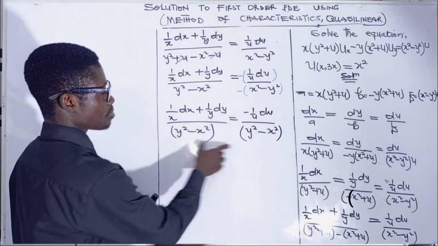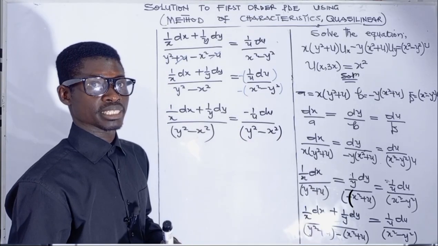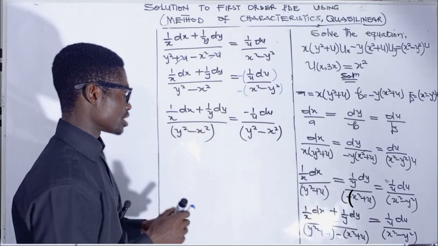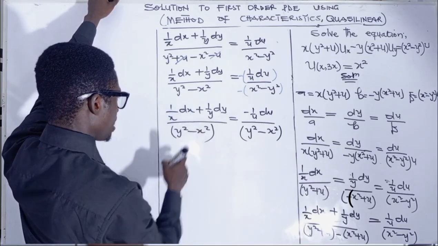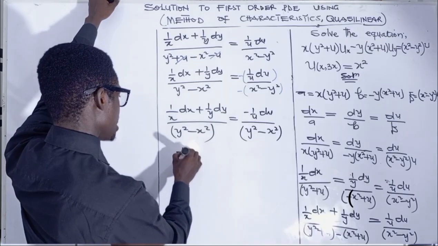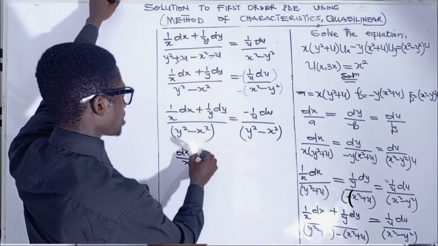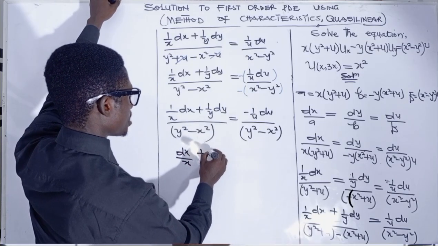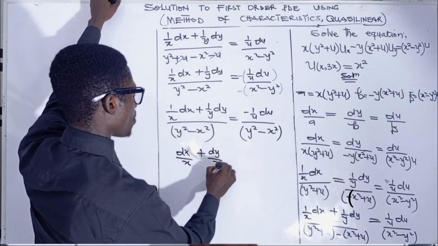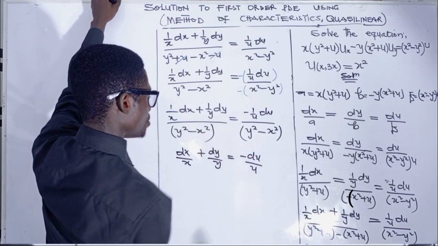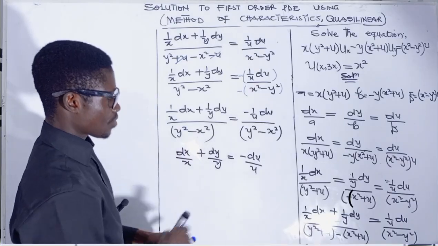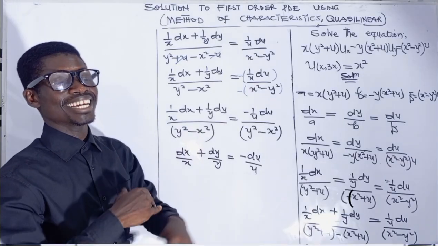Now you can see that the denominators are the same, and once the denominators are the same, we can equate their numerators. So we have 1 over x dx can be written as dx all over x, and then plus dy all over y is equal to minus du all over u. Very, very interesting. Now once we have this, we can just integrate.